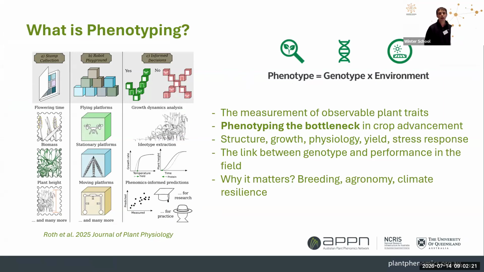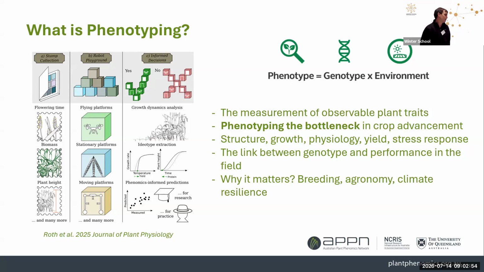And so when we think about crop improvement and breeding, and we'll be talking about genetics tomorrow, phenotyping is often seen as one of the bottlenecks in crop advancement. And so it's a really important activity. So we could think about things like plant structure, how well it captures light, how quickly it grows in response to light or rainfall, deep physiological traits, ultimately yield. So for plants, yield is a really important trait, and even stress response. So thinking about drought or pests and diseases.